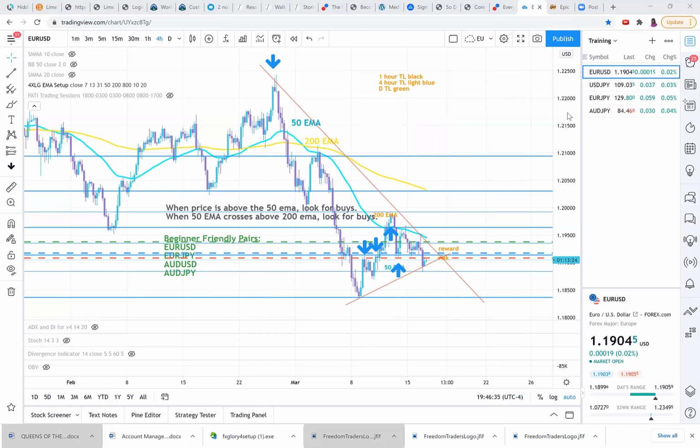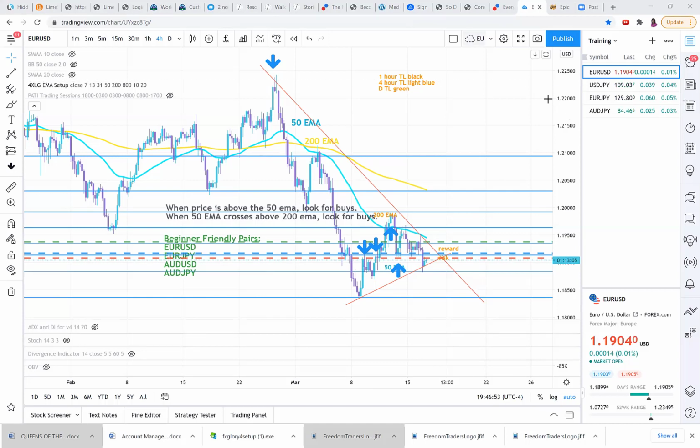You just want to put the 50 and 200 on there, add your support and resistance, and any trend lines if you're comfortable with that. I don't want to say baby steps, but just take those first steps. It doesn't have to be perfect. Just give it a try.